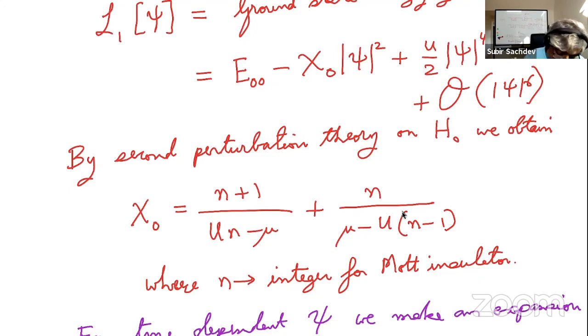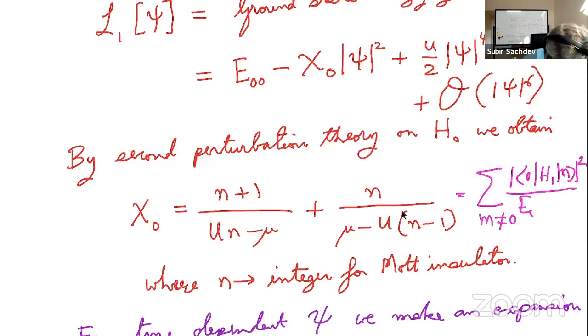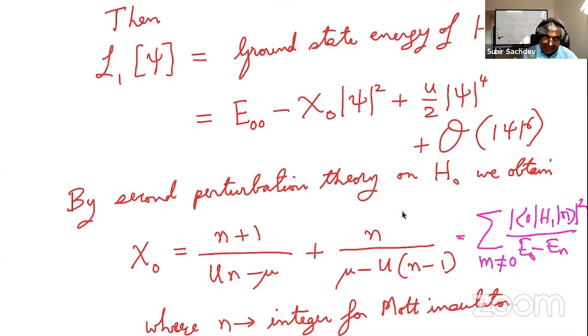This is basically coming from the very familiar formula, the second order perturbation theory formula: sum on m not equal to the ground state, zero, of the perturbation, let me call it h1, m squared over e0 minus em. So you all remember this from basic quantum mechanics, just apply that to this Hamiltonian and you will get this. So this chi naught is something we met on Wednesday and I didn't give you the derivation, but here it is. It's really very simple.